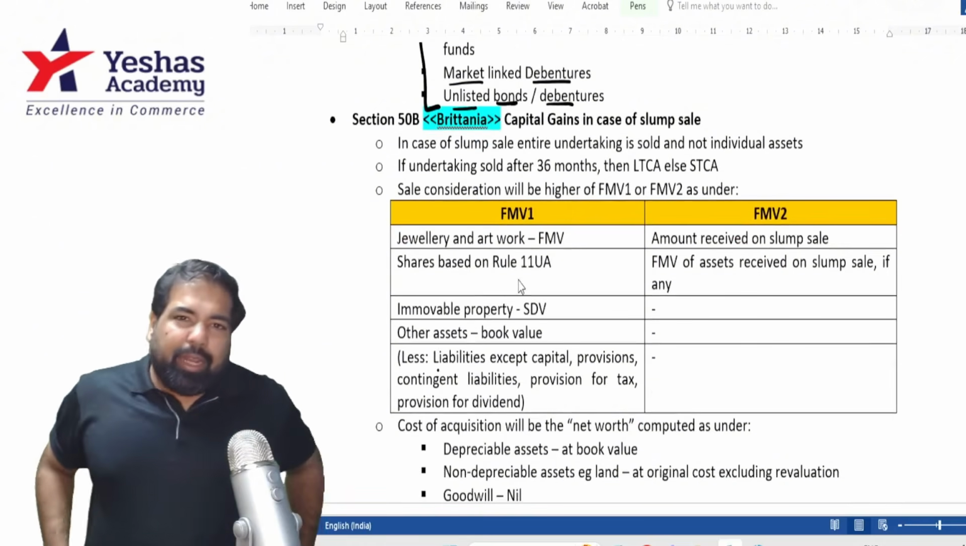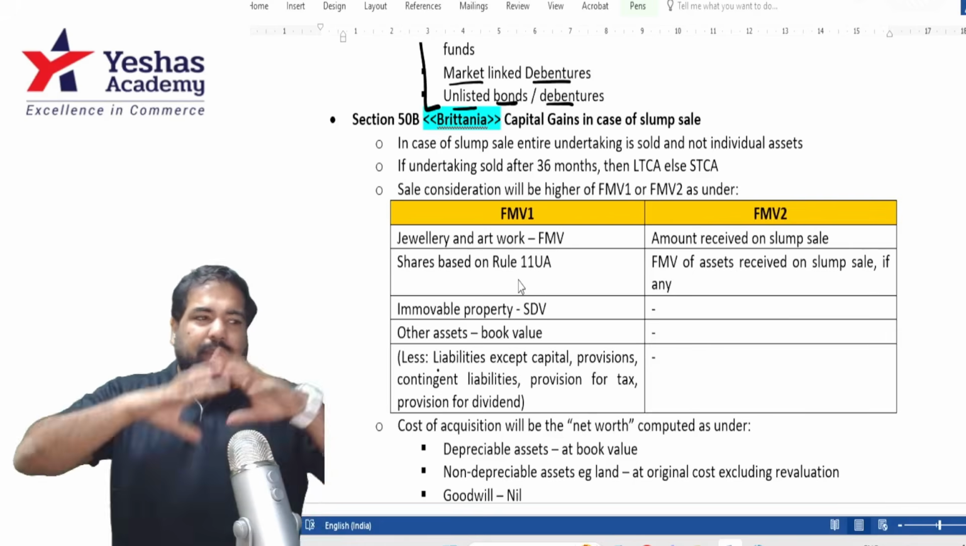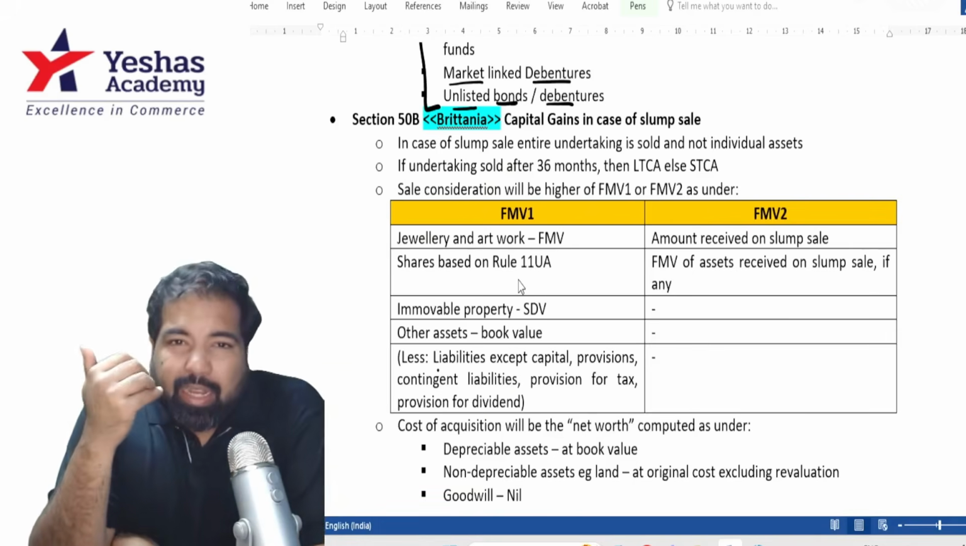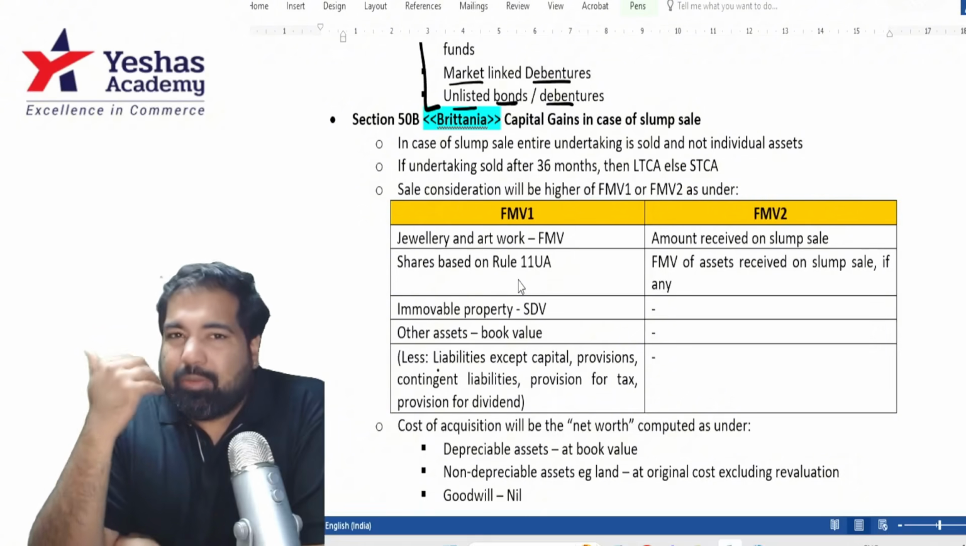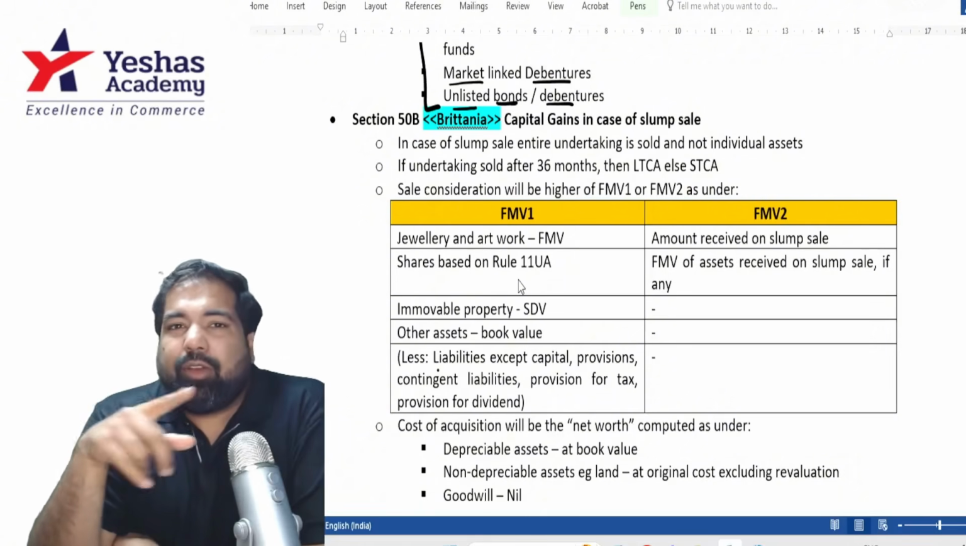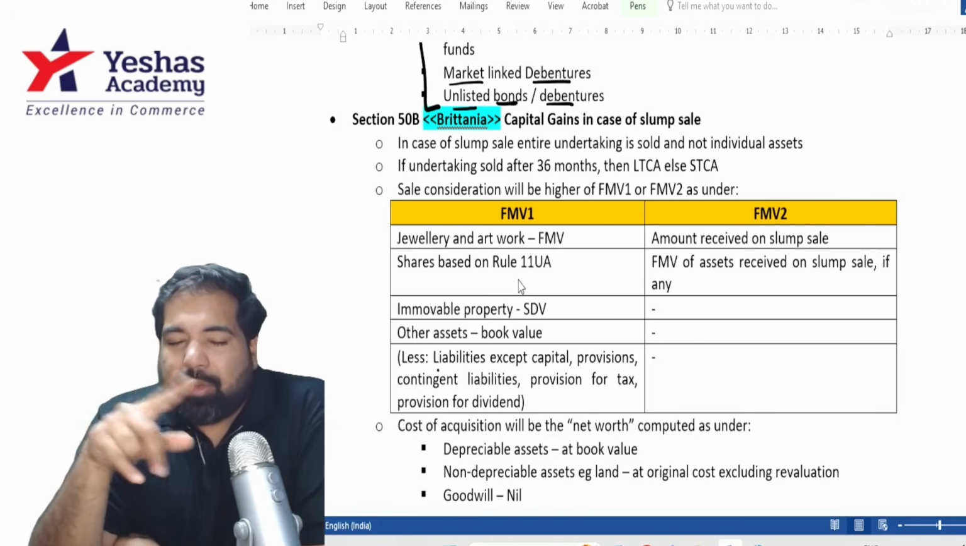Next, slump sale. There is a company called Britannia. I've used Britannia's example, section 50B. I'm not selling an asset, I'm selling the entire undertaking. When I sell the entire undertaking, that is called slump sale. In that case, what will be my sale consideration? What am I selling it at? Or the stamp duty value, whichever is higher. So we'll take whichever is higher, sorry, fair market value, whichever is higher.